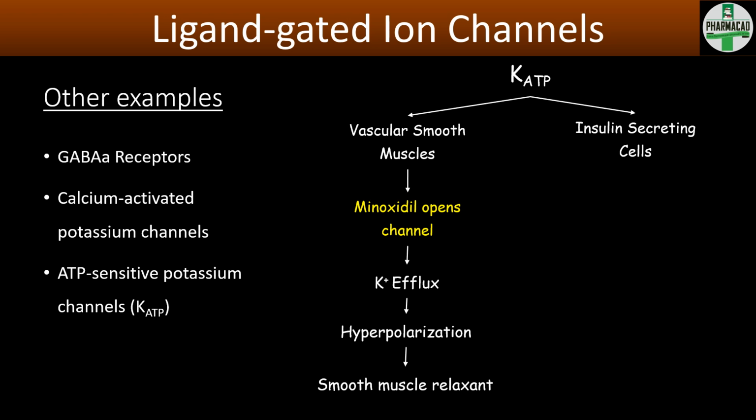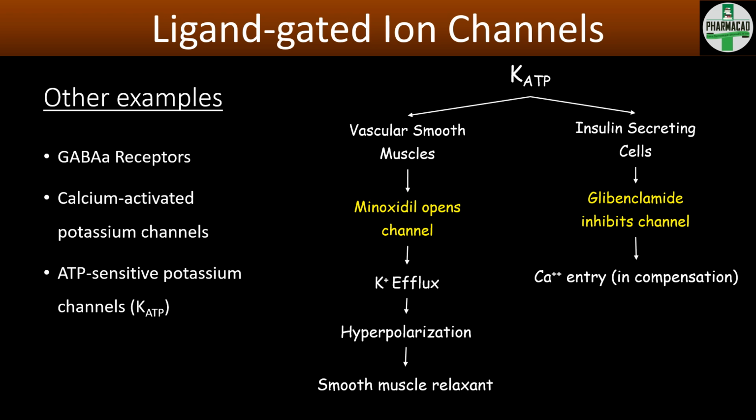In case of insulin secreting cells, glibenclamide molecule blocks this potassium channel, and since potassium channel is blocked, calcium entry is increased in the cell. This leads to depolarization in the cell, and that's why more and more insulin is secreted from the cell. So that's why glibenclamide is given as anti-diabetic drug to increase insulin secretion.